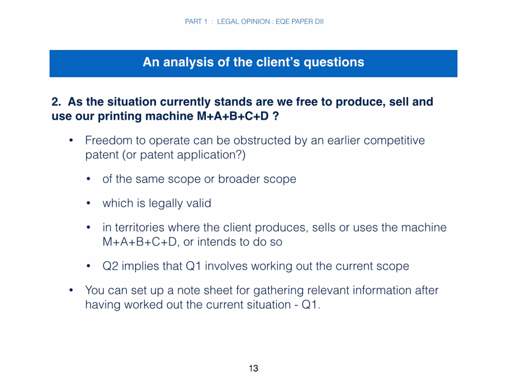Question 2 implies, in fact, that question 1 involves working out the current scope of the competitors' patent applications. You can set up a note sheet for gathering relevant information on question 2, and you can do this after having worked out the current situation for question 1. Now we'll look at question 3.